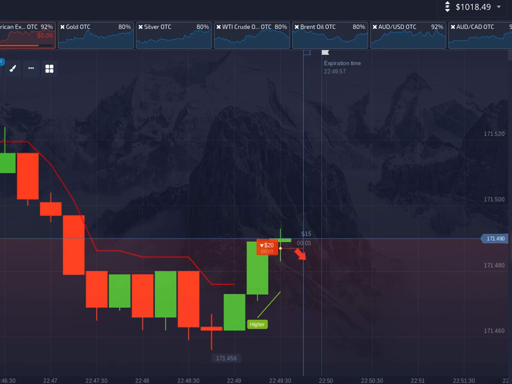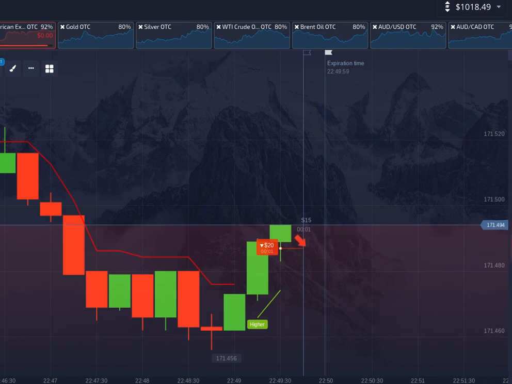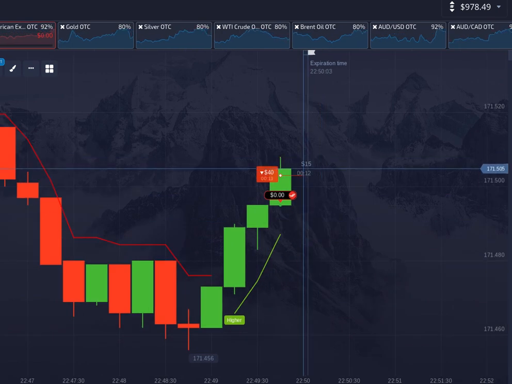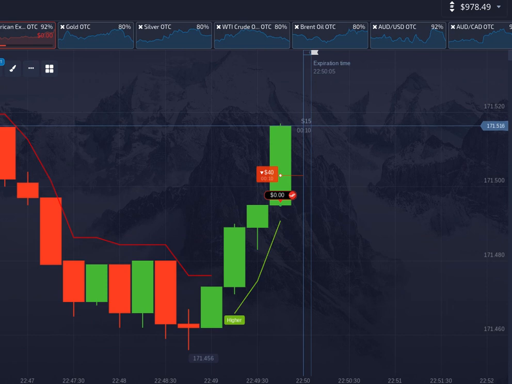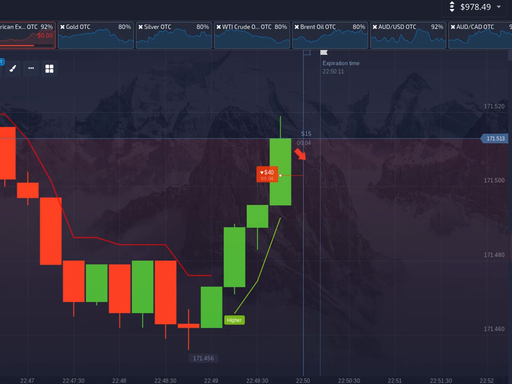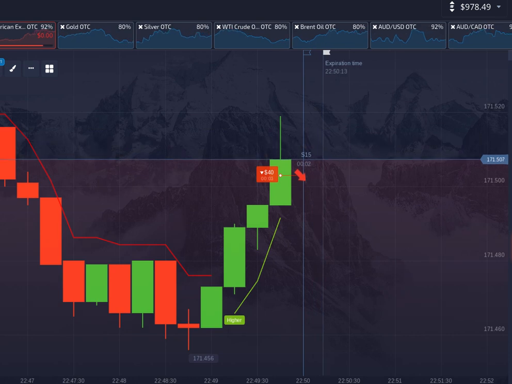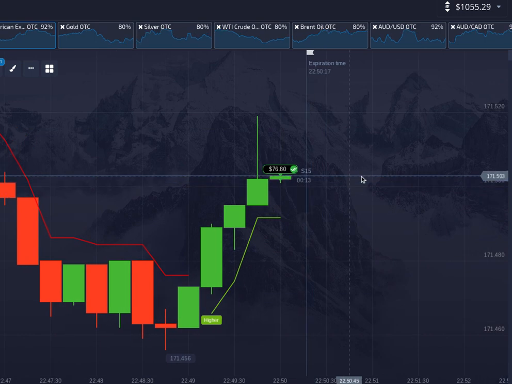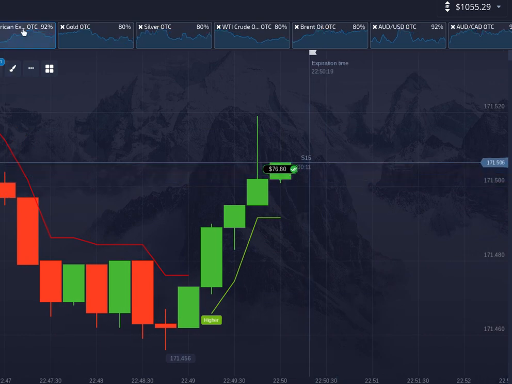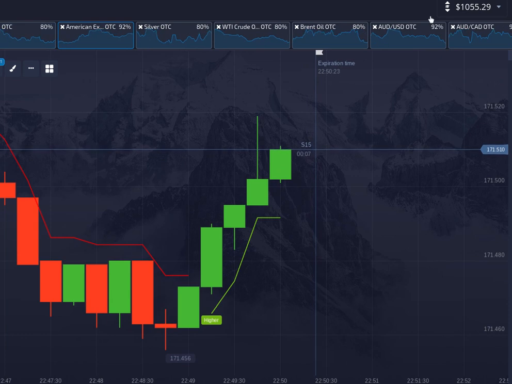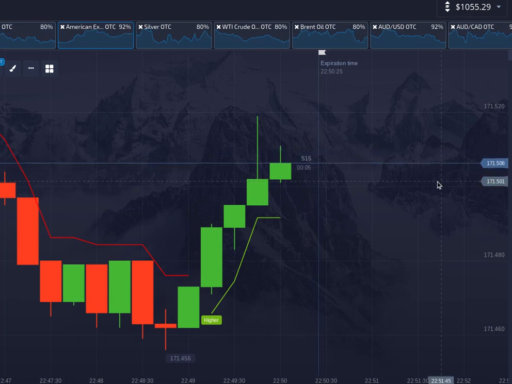4, 3, 2, 1. Okay, we doubled it. Got a pretty good entry point on the down. Now it is starting to trend against us, but we'll keep riding it on the Martingale. We'll take a little chance here. And we did happen to win that one right there at the last second. That was on Amex, American Express, okay? So our account is now up to 1055, okay?